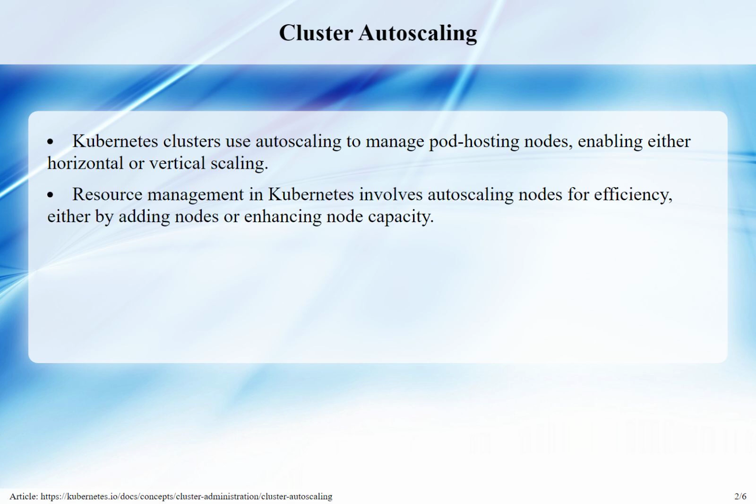A cluster's efficiency depends on managing resources for pods in the Kubernetes system. Node autoscaling adjusts this capacity, either by adding more nodes, known as horizontal scaling, or enhancing existing nodes' capacity, termed vertical scaling. Kubernetes offers advanced options for scaling nodes in multiple dimensions.